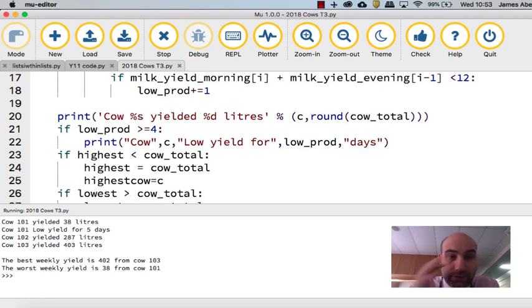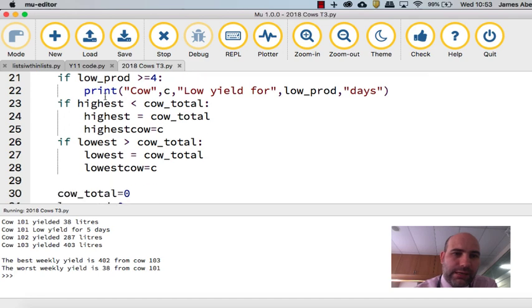Then it simply prints the cow yielded these number of litres. If the low productivity is more than or equal to 4, it prints low yield for this number of days. If the highest is less than the cow total, highest becomes cow total, and the highest cow equals C. A very easy way to keep on updating the maximum.